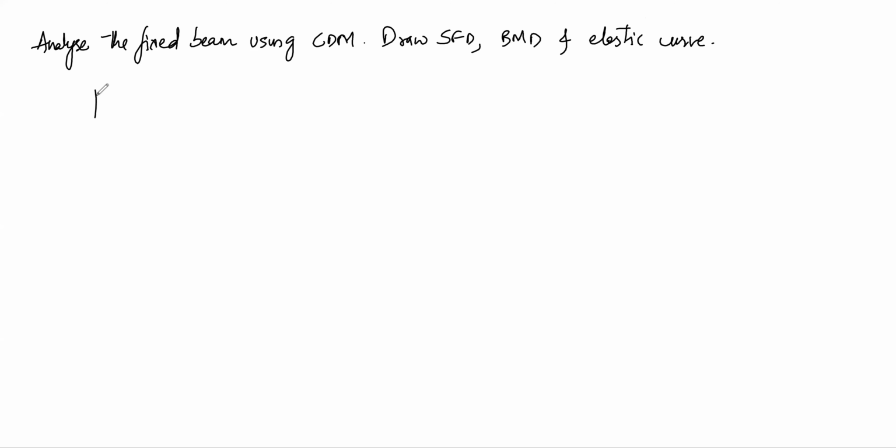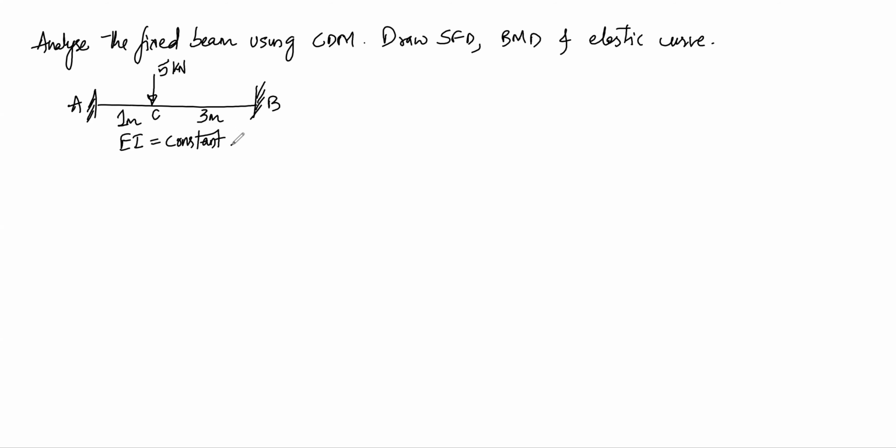So there is a fixed beam on which a point load of 5 kilonewtons is acting, and the distances are 1 meter and 3 meters, and these points are given as point A, B, C, and EI is given as constant. So we have to analyze this beam using consistent deformation method and draw SFD, BMD and elastic curve.